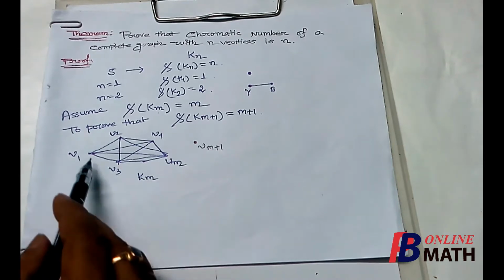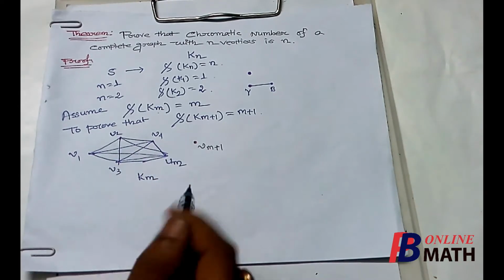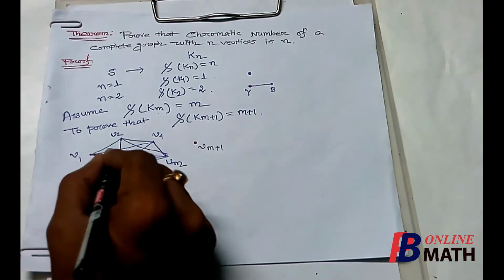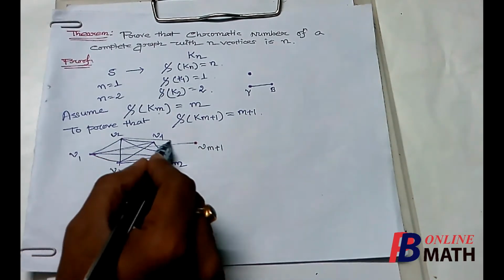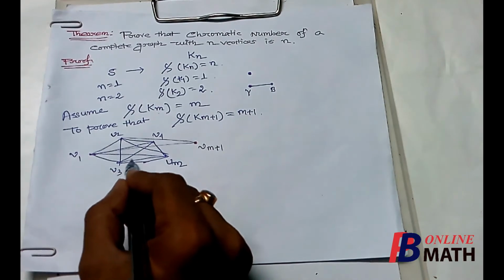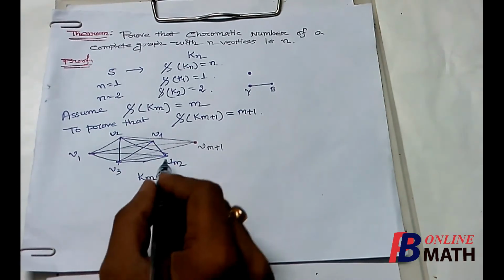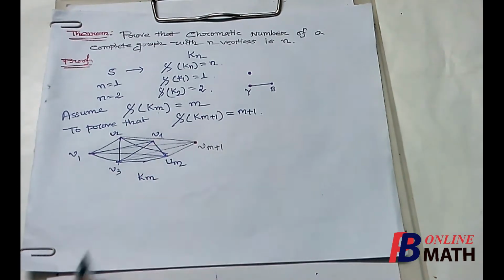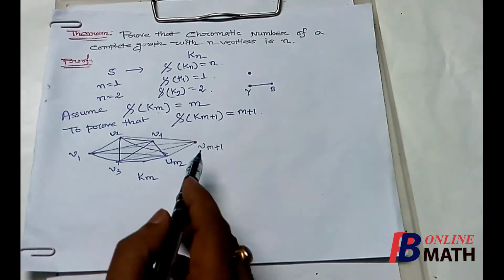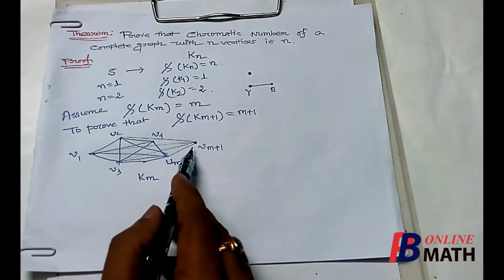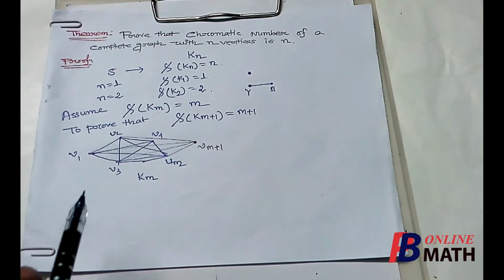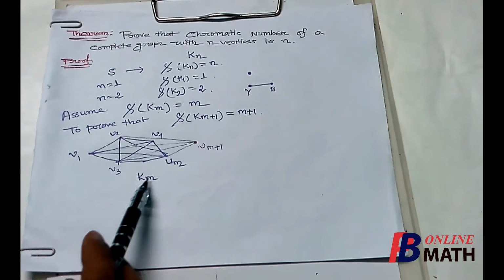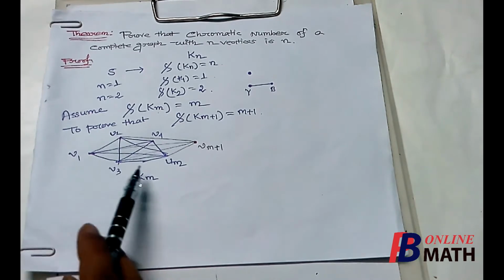Now we have to make this graph a complete graph. For that we have to connect V1 and Vm plus 1, and also connect V2 and Vm plus 1, V3 and Vm plus 1, and similarly Vm and Vm plus 1. So this vertex is adjacent to each of these m vertices. Now we have already assumed that these m vertices are colored with m different colors.